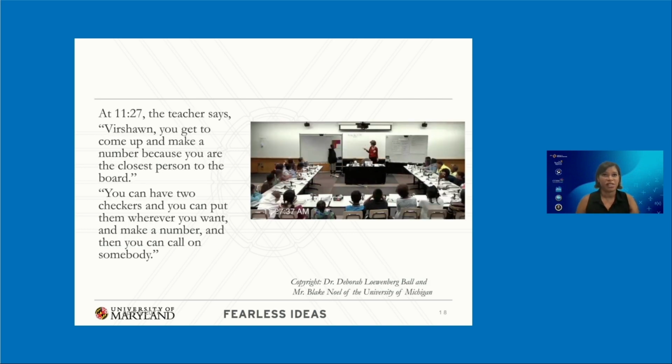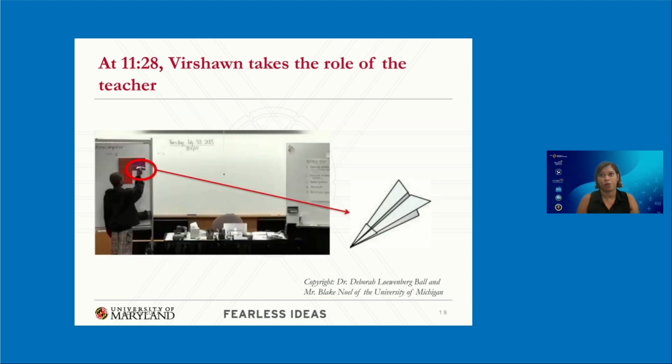At 11:27, the teacher says, Vershawn, you get to come up here and make a number because you're the closest person to the board. You can have 2 checkers and you can put them wherever you want, make a number, and then you can call on somebody. So Vershawn goes to the front of the class, and he makes a number and he's giving his mathematical explanation and he's using something as a pointer to support him in his explanation. He's using the paper airplane.